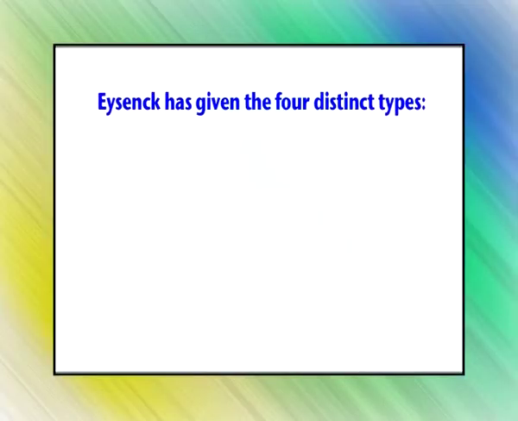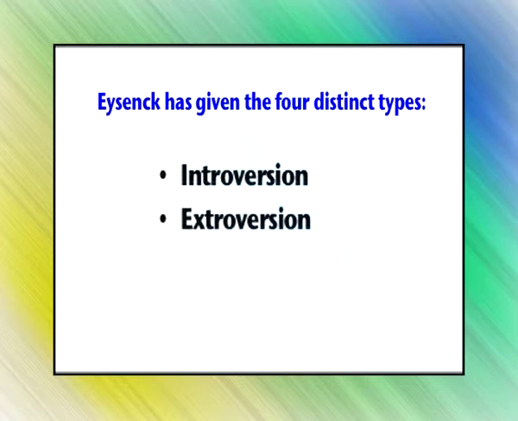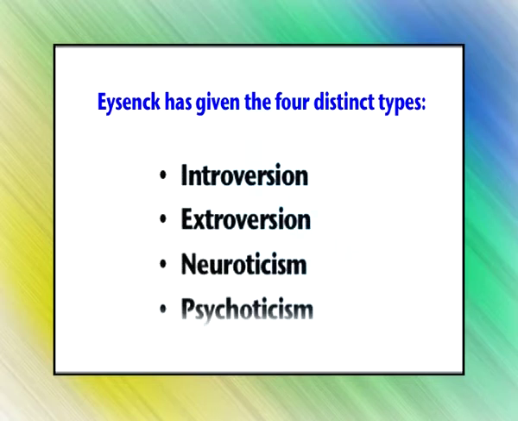Now at this final stage, ultimately we obtain a definite type. A person now can be classified as introvert if he has traits as described at level 3, habits and habit system as described at level 2, and specific responses as described at level 1. Eysenck has given the 4 distinct types. One is introversion, second is extroversion, third is neuroticism, and fourth is psychoticism.